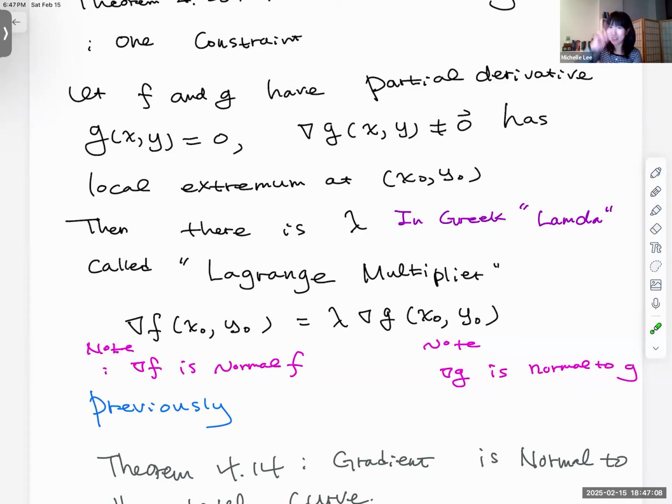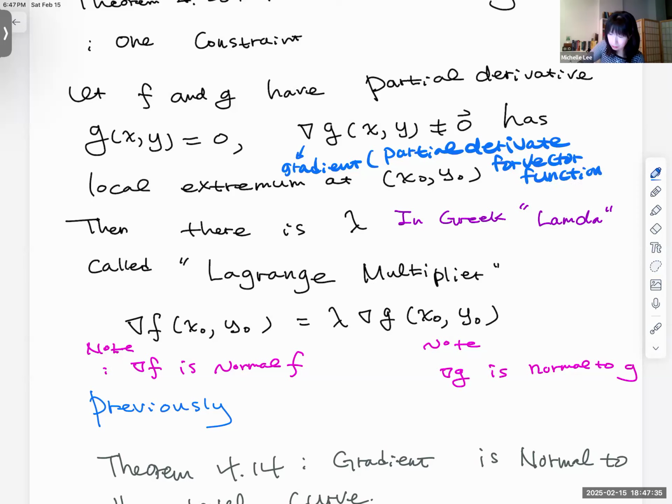So the gradient is the partial derivative for a vector function, right? So we did that before. The gradient, partial derivative for a vector-valued function, right?